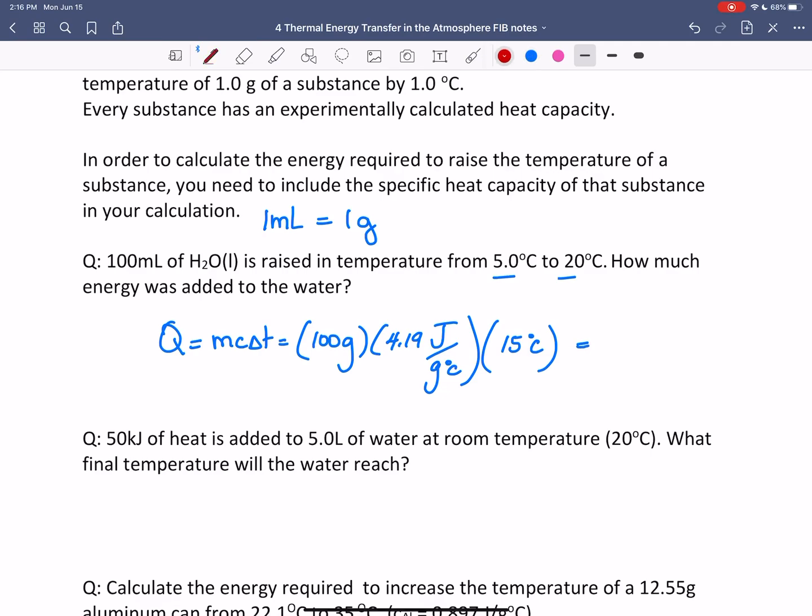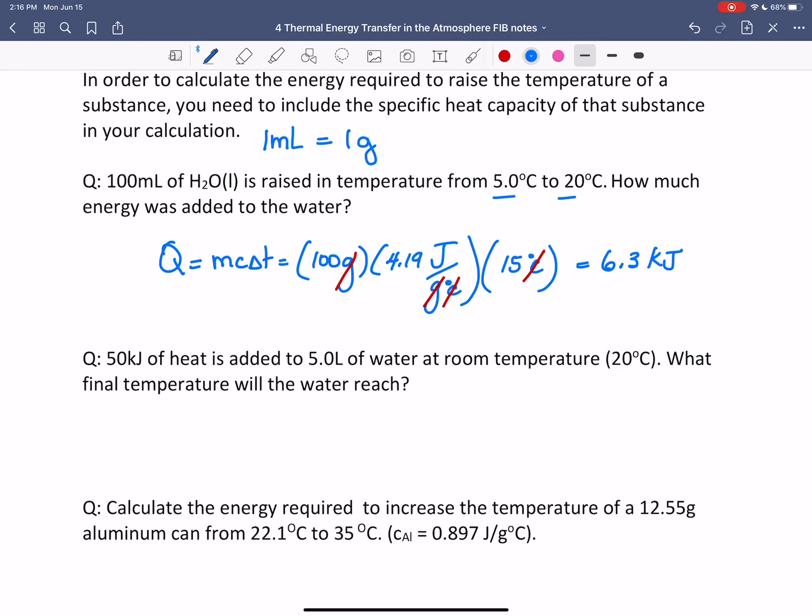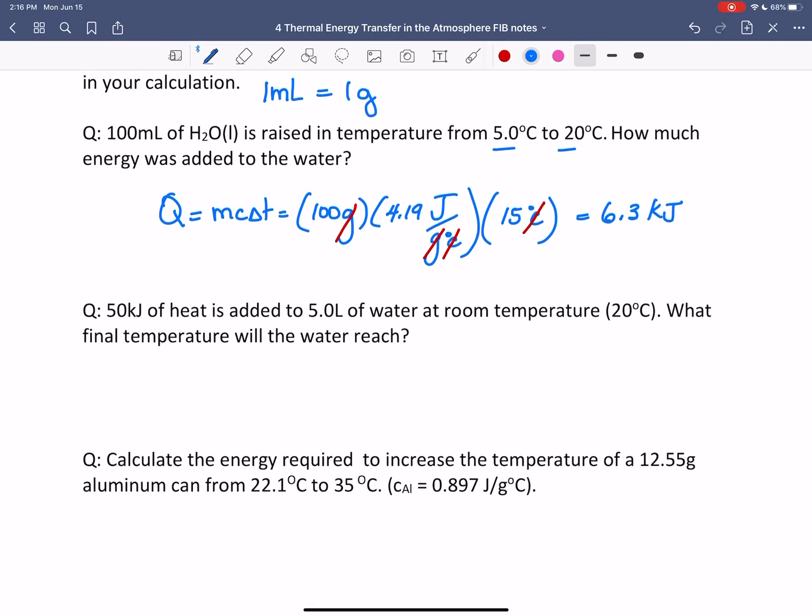And so you can see here then, grams and grams cancel, degrees Celsius and degrees Celsius cancel, and so my answer is 6,300 or 6,290. So I'm going to need 6.3 kilojoules since I need my answer to be in 2 significant digits. Okay, so go ahead and try the other questions on here.